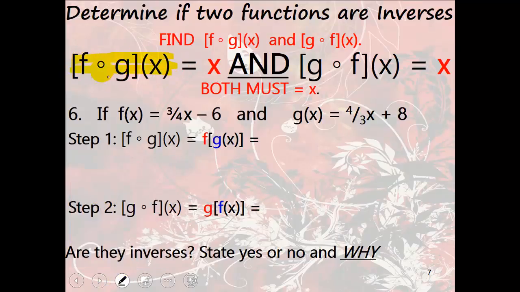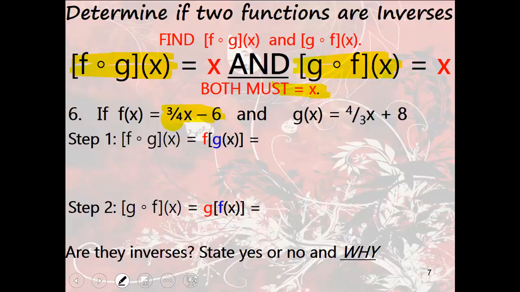All right, and we're going to look both ways at the composite function. We're going to do f of g of x and g of f of x, and they both have to simplify down to x in order for them to be inverses. All right, so here are my two functions.